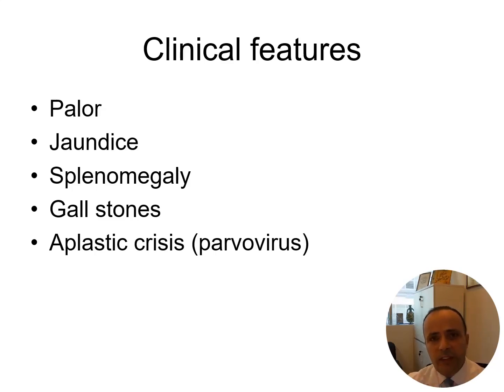Somebody with hemolytic anemia is very dependent on the production process because they consume a lot. If you shut down the production, if you shut down that 5-inch faucet, the tank is going to get empty very fast. This is what we call aplastic crisis. So somebody with a hemolytic process who gets an infection with parvovirus, all the blood numbers go down much faster.